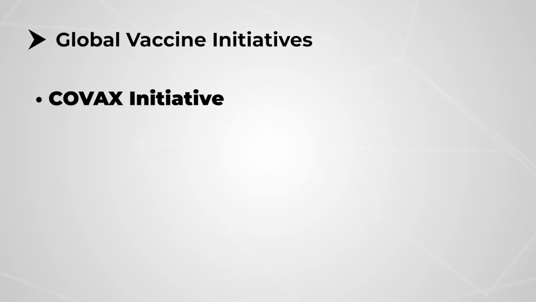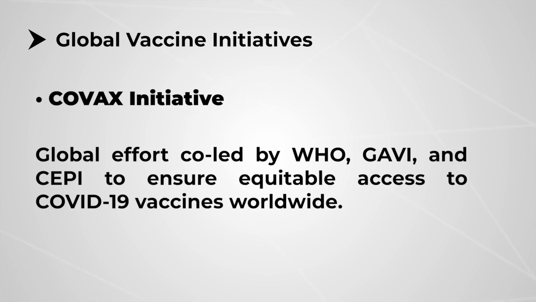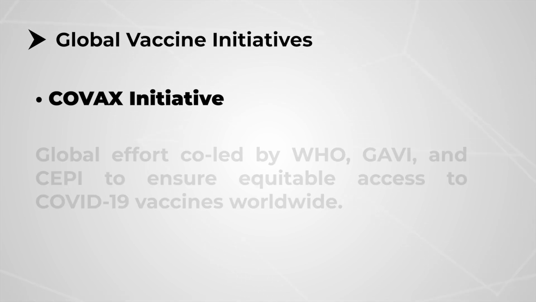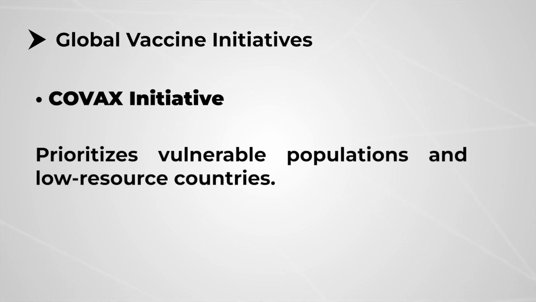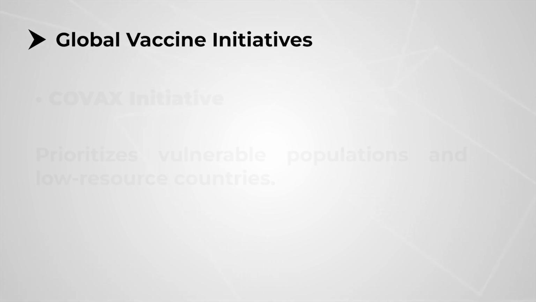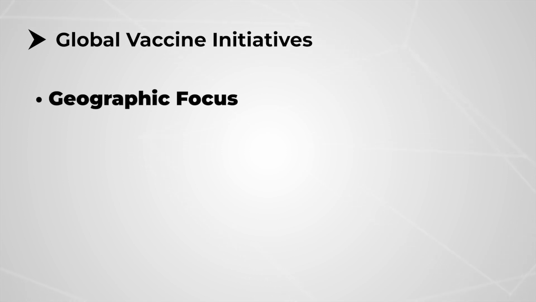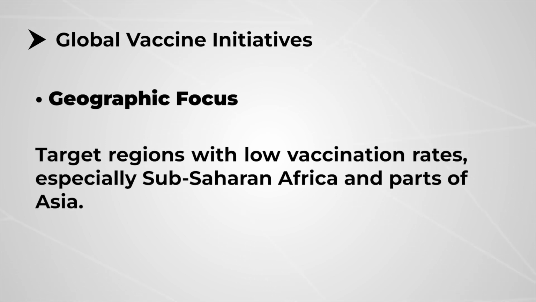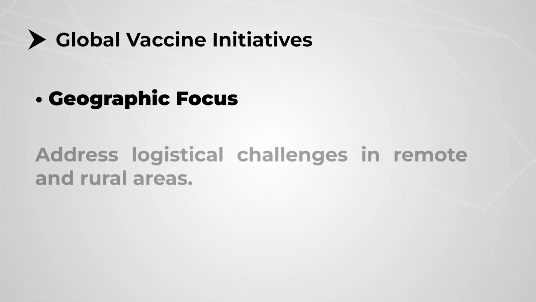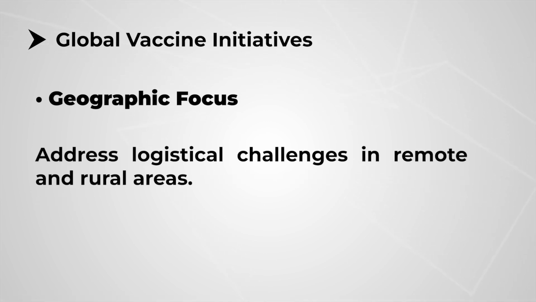Then we have the COVAX initiative, a global effort co-led by WHO, Gavi and CEPI to ensure equitable access to COVID-19 vaccines worldwide, prioritizing vulnerable populations and low resource countries. At that time we also saw that India helped other countries by distributing these vaccines. Geographical factors, for example, target regions with low vaccination rates, especially Sub-Saharan Africa and parts of Asia, addressing logistic challenges in remote and rural areas.